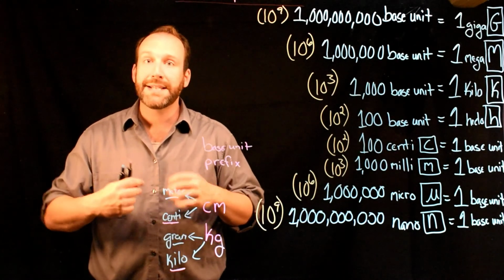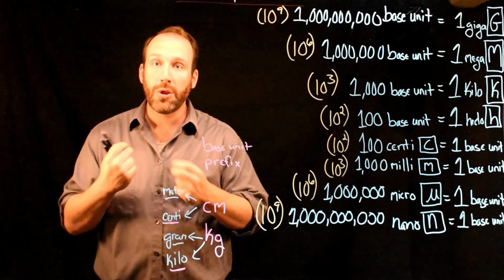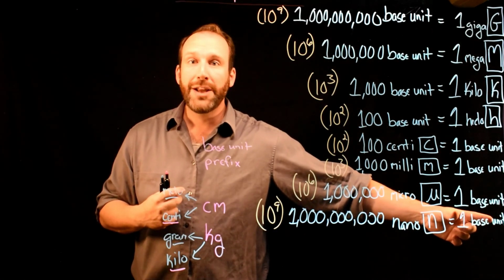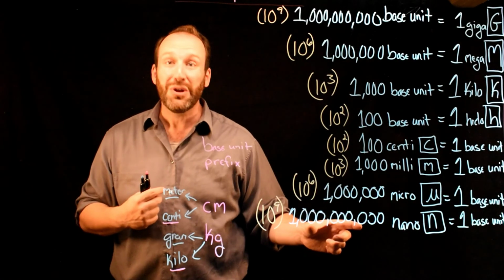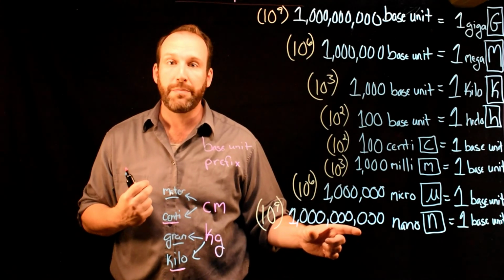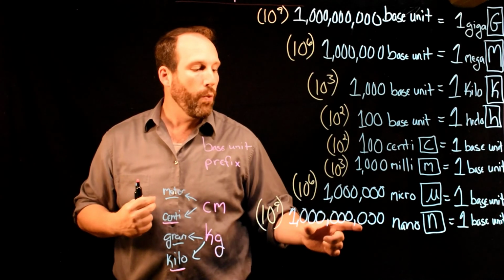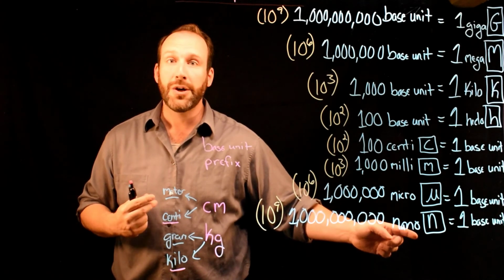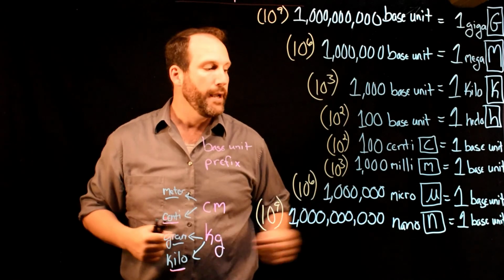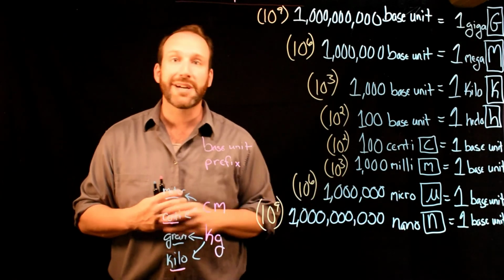There's such a thing as a nanogram or a nanometer. How small is one of those? If you took a gram and you divided it into a billion equal pieces, each of those little pieces would be 1 nanogram. So there are 1 billion nanometers in 1 meter. Nano there is the prefix. The abbreviation of that prefix is a lowercase n.